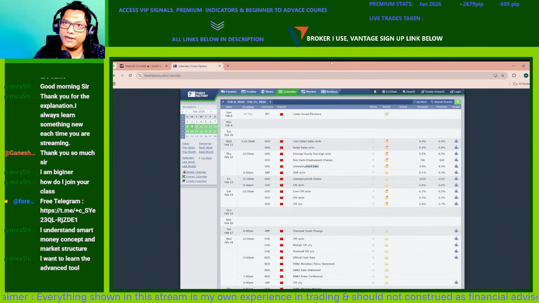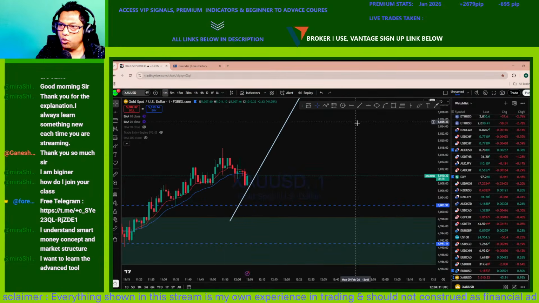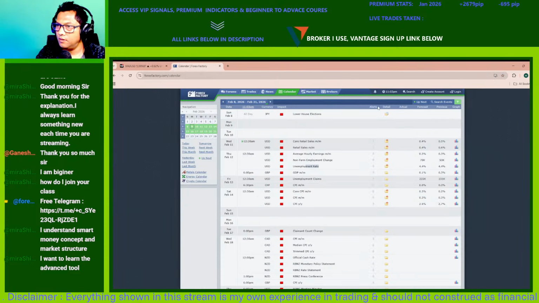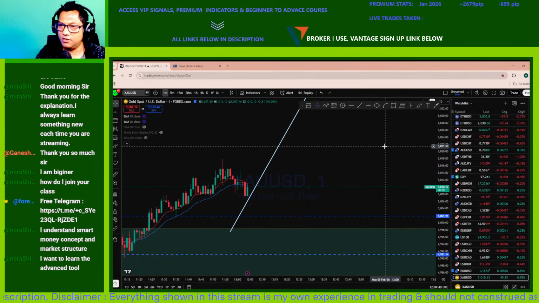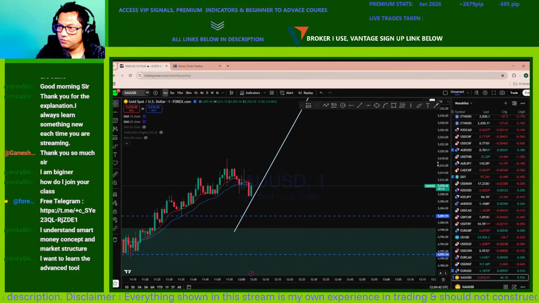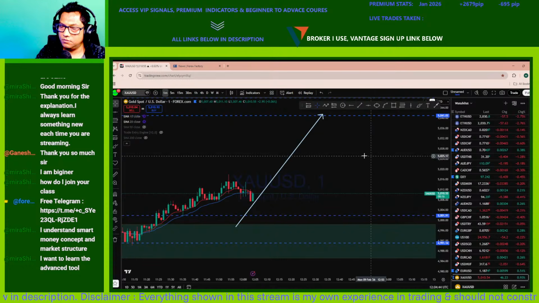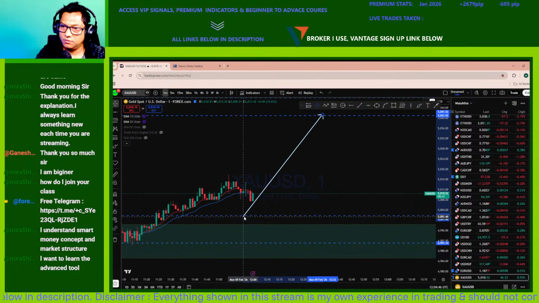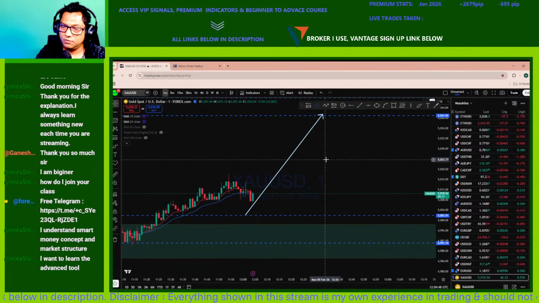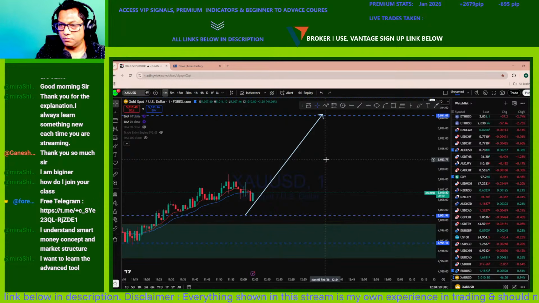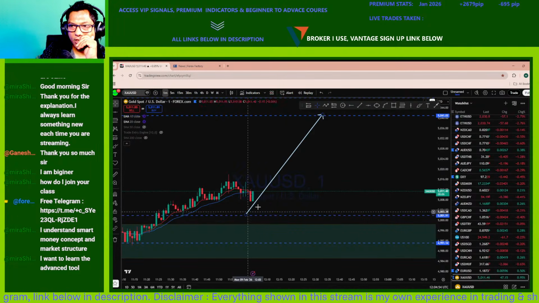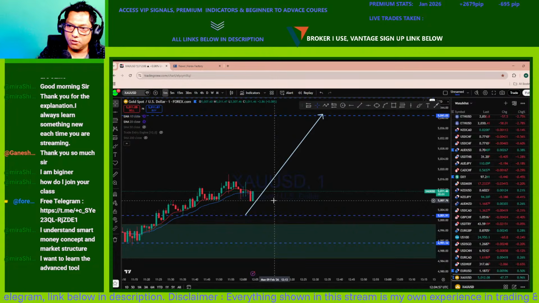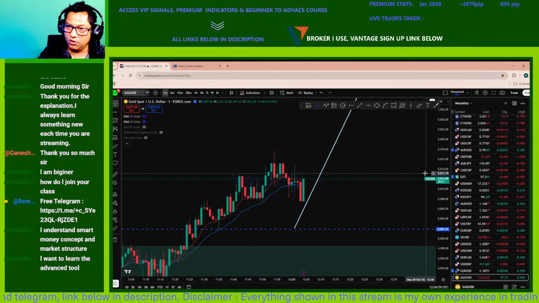Okay, so 1 hour candle close here on gold. If you look at the current, this is a support. The market just has crossed that. Are you going to find an entry?